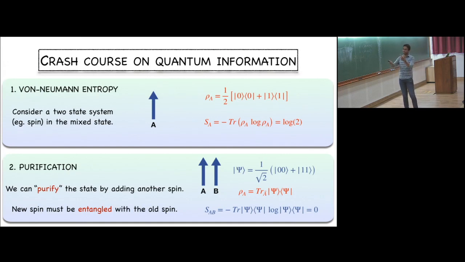The second thing I want you to keep in mind is the notion of purification. Suppose I take this system A, and I ask the question: can I combine it with another system B such that the system A and B combined is in a pure state? In fact, we can do that if this system B is entangled with the system A. For example, if we choose the state to be this particular entangled state, then if we just trace over the degrees of freedom in the system B, we'll get back this state. So keep this in mind.